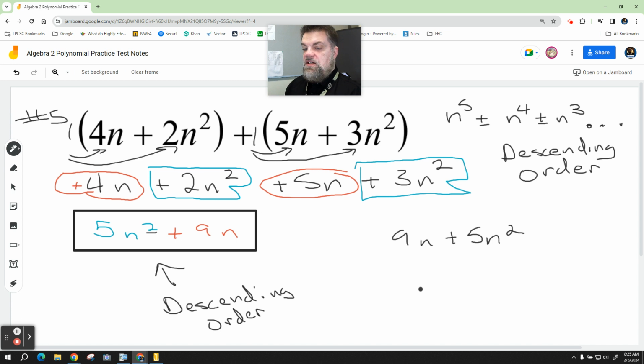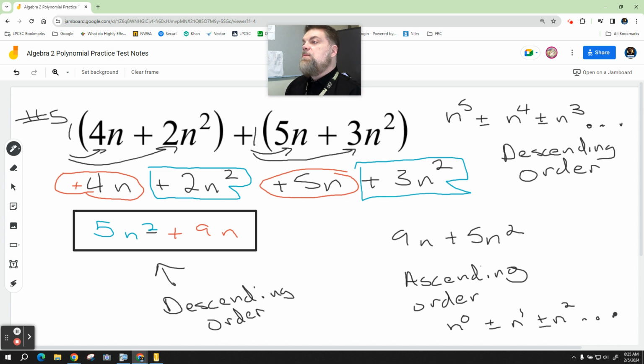Now, if that's descending order, what do you think ascending order looks like? Well, ascending order is the opposite. So you start with the lowest power. So it would be like n to the 0 plus or minus n to the 1st plus or minus n squared, dot dot dot. Okay? So it should always be in some sort of order. So technically, this would be in ascending order. So I want you to know that too, because it might say write it in ascending order. And that just means the power increases.